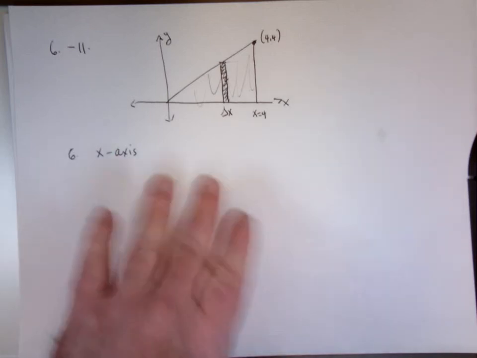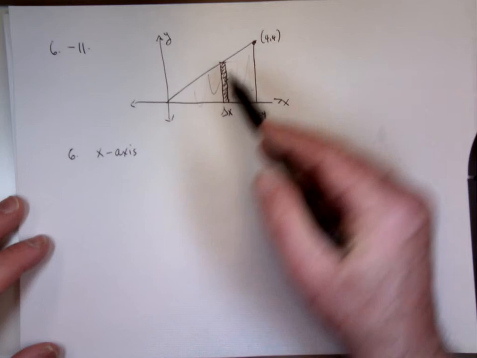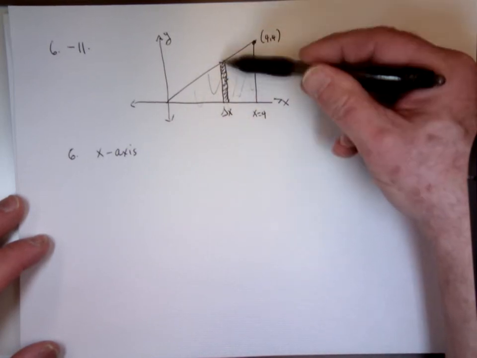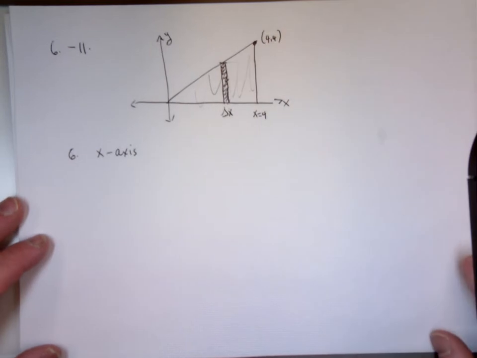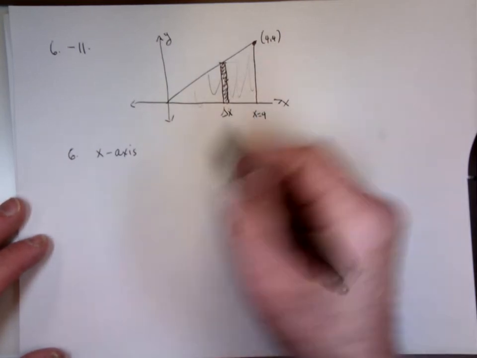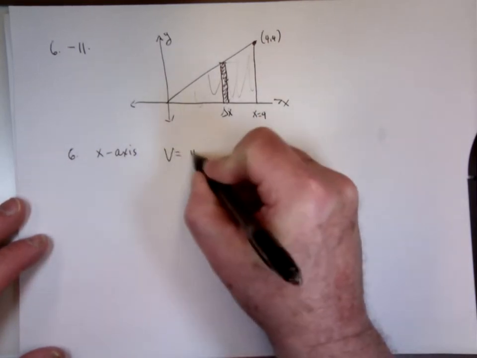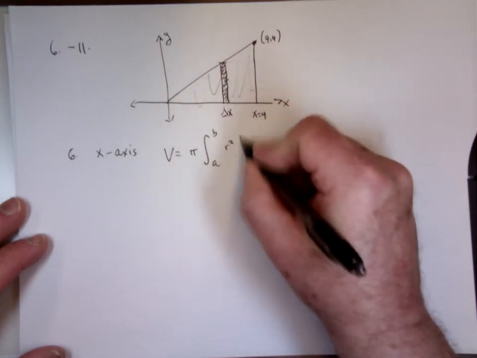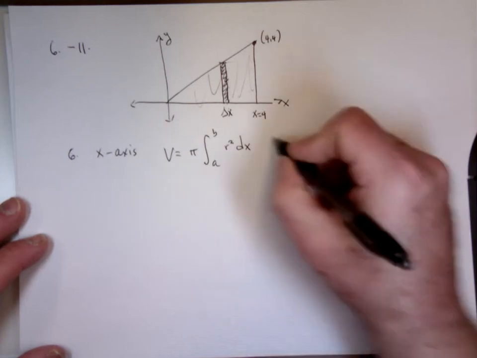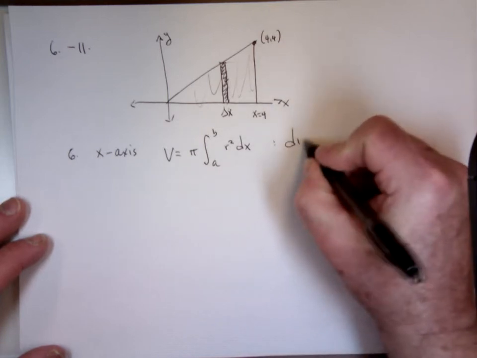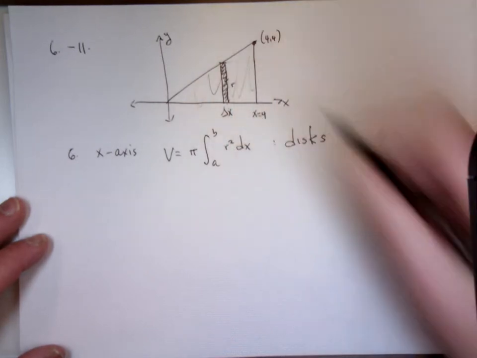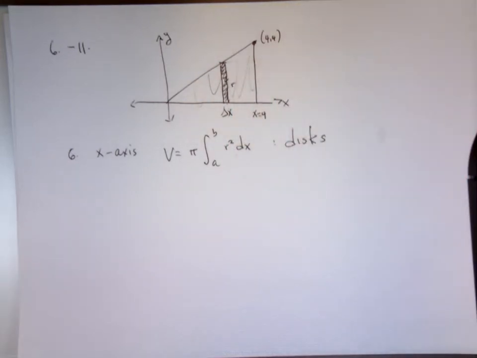For example, in this one, I'm going to take this around the x-axis. Now, what method am I going to use as this goes whipping around the x-axis? That's going to be discs. The volume, in this case, is going to be pi, the integral from a to b of r squared dx. That's the formula for discs, where r is this distance here.